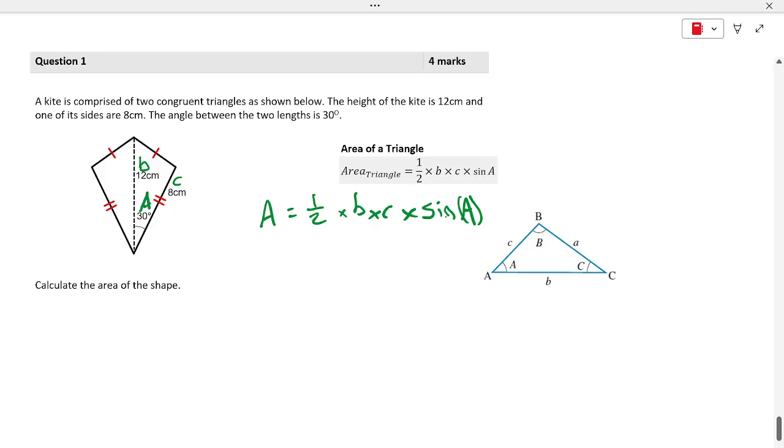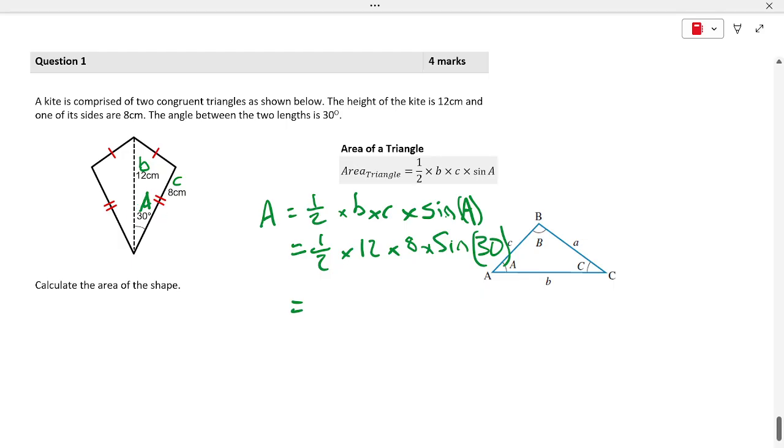Okay, so that'll be your first step when you're solving a question like this in the exam. Write down your formula, because it won't be given to you in the question like I've got it here. I've copied that from the formula sheet. And so the half just gets carried down, times B, which is 12, times C, which is 8, times the sine of 30. That's our angle A.